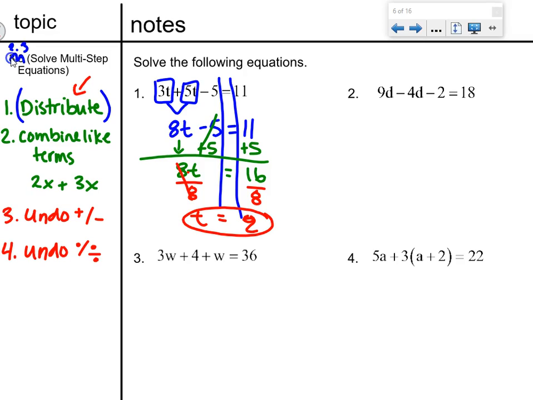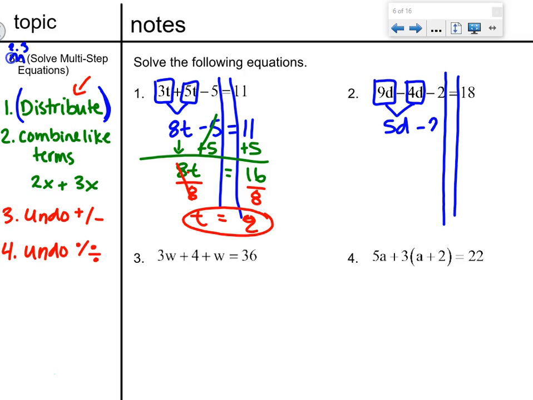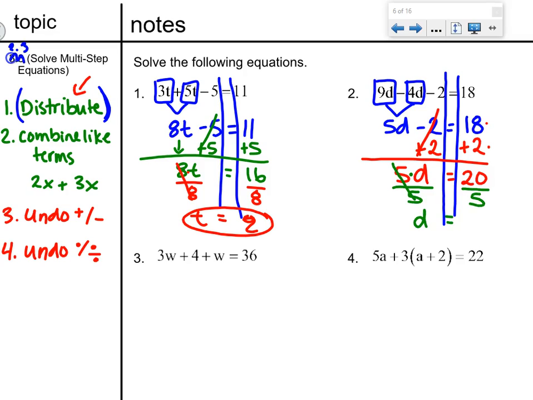Number 2. No distribution because we have no parentheses. So combine like terms, we have 9d minus 4d, which is 5d, minus 2 equals 18. Undo plus or minus, so we have minus 2, so we're going to undo that with a plus 2. 2's cancel out, we're left with 5d equals 18 plus 2, which is 20. We got to get the d by itself, so undo this times by 5 with a divide by 5. 5's cancel out, we've got d equals 20 divided by 5, which is 4.